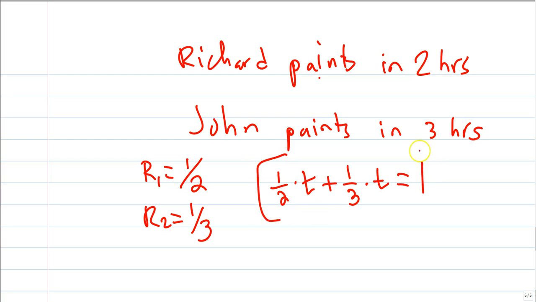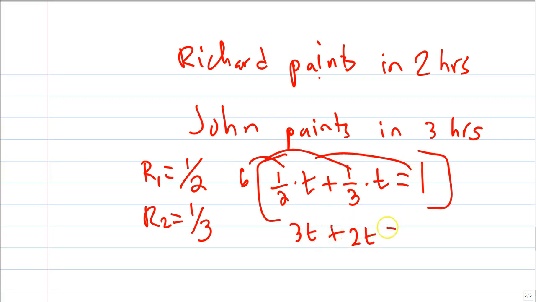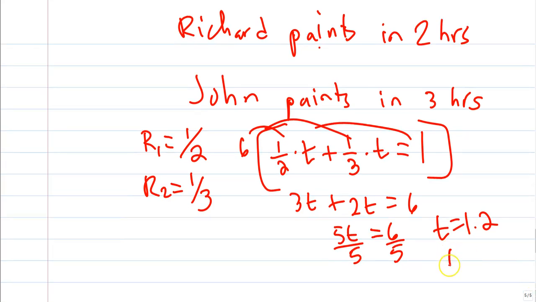Clearing out the fractions, least common denominator of 6, we have 3t, 2t, 6, 5t equals 6, and t equals 1.2. So working together, it should take what? 1 hour, 12 minutes. If it takes them an hour and a half, somebody's slacking.